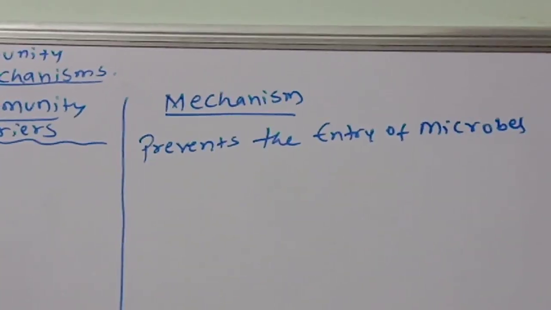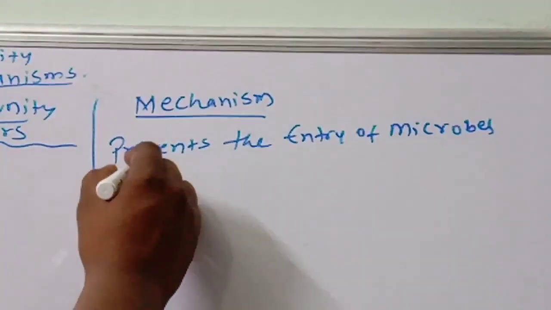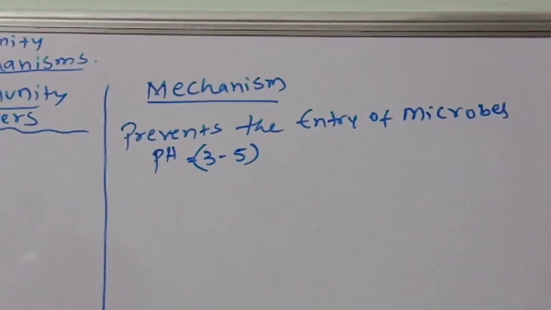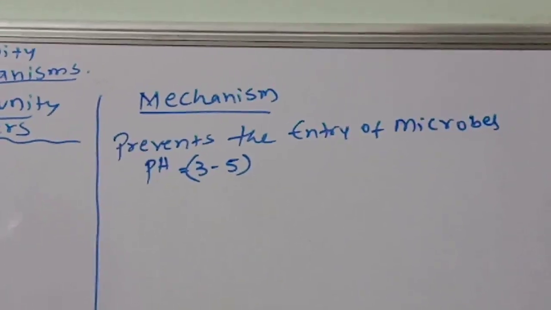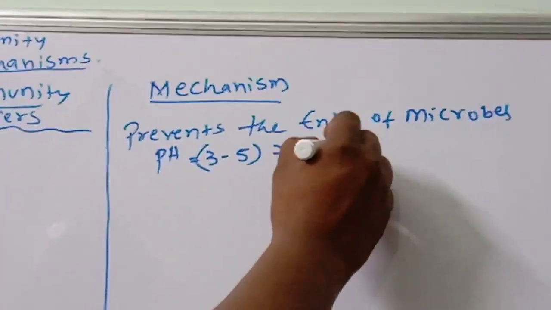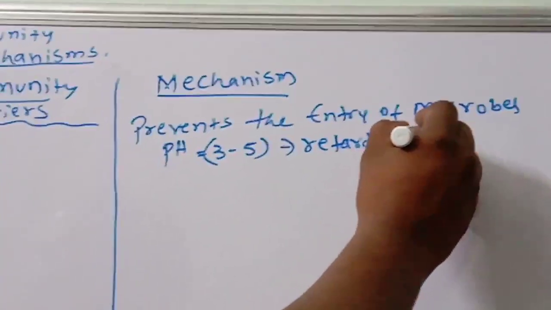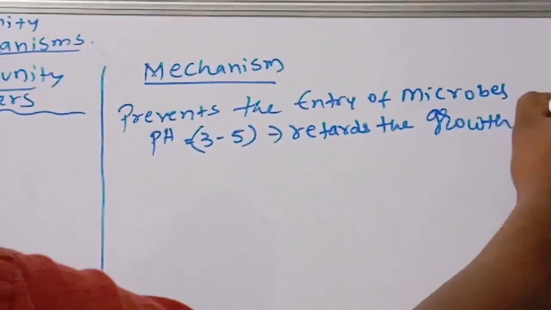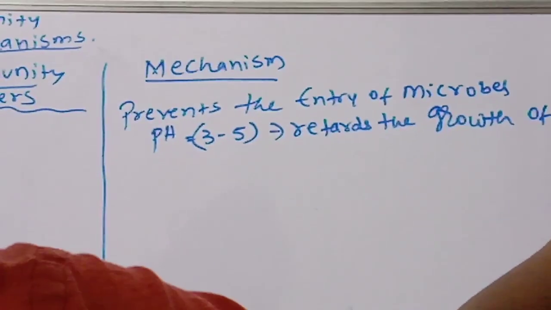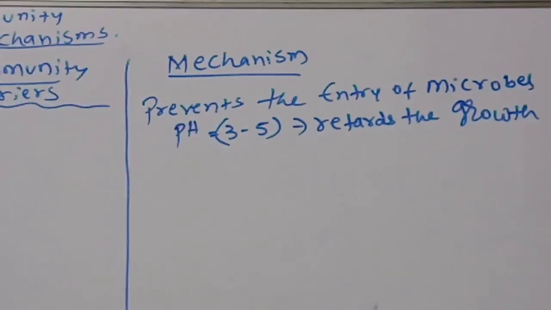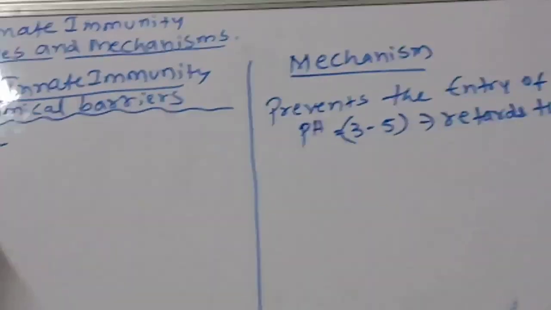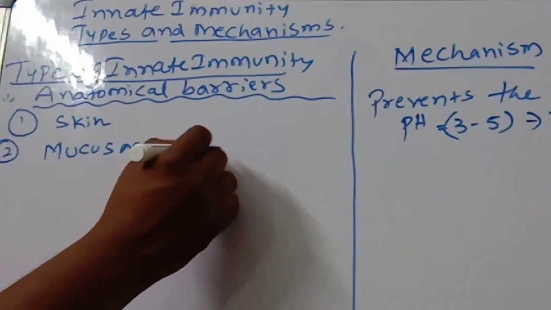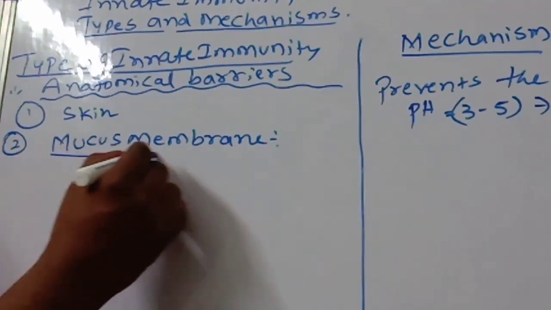This point you should remember. Its acidic environment, pH 3 to 5, retards the growth of microbes. The second one, mucous membrane. Mucous membrane is also very important.